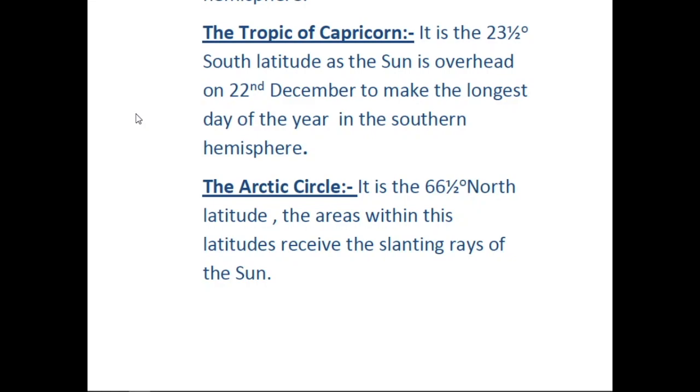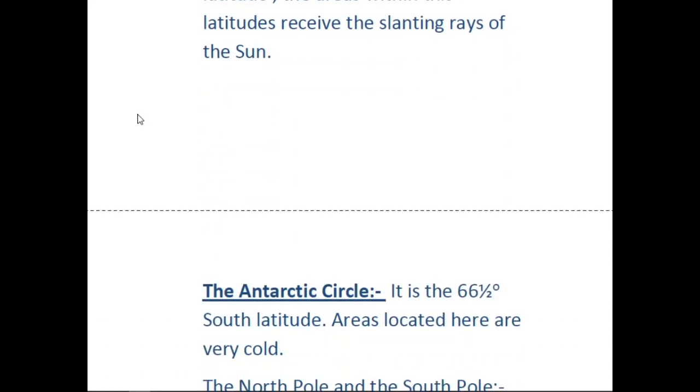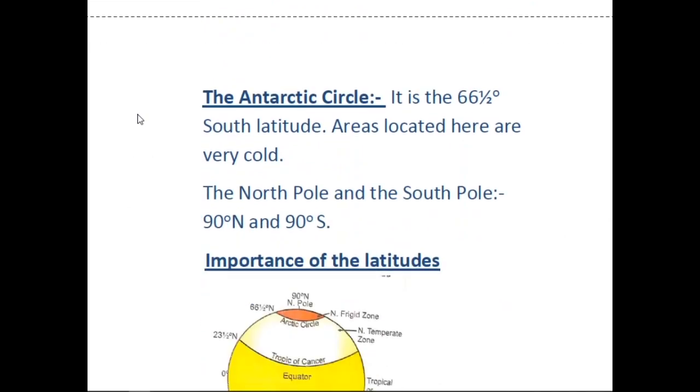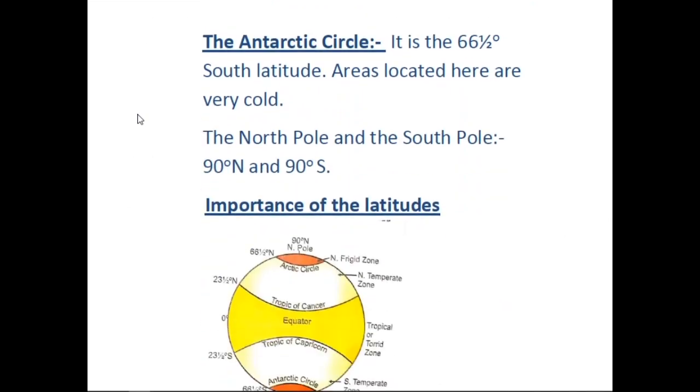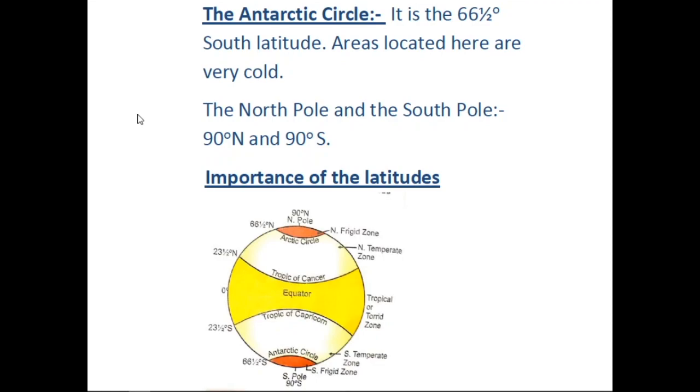Next to it is the Arctic Circle. The value is 66.5 degree north latitude. These latitudes receive the slanting or oblique rays of the sun, due to which it is a little bit cold. The last one is the Antarctic Circle, which is the 66.5 degree south latitude. Areas located here are very cold. The final two are the North Pole 90 degree north and the South Pole 90 degree south.